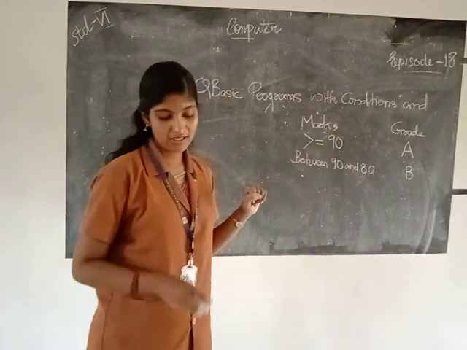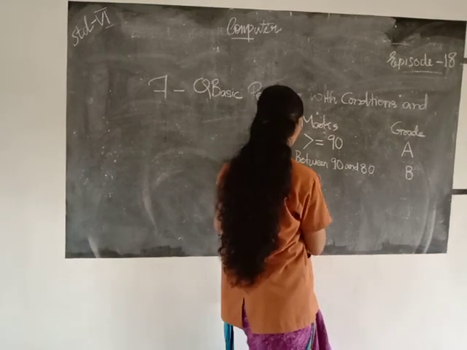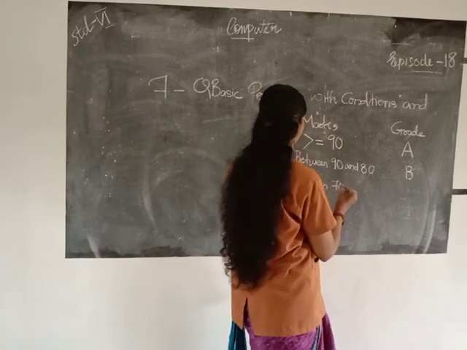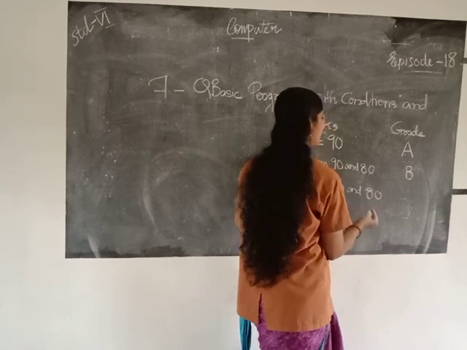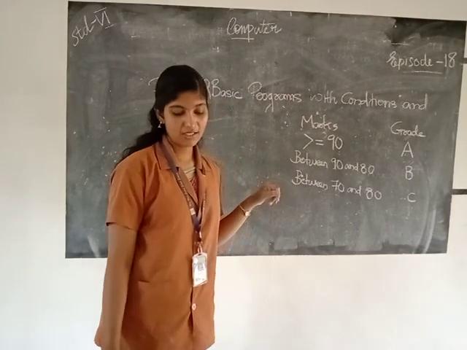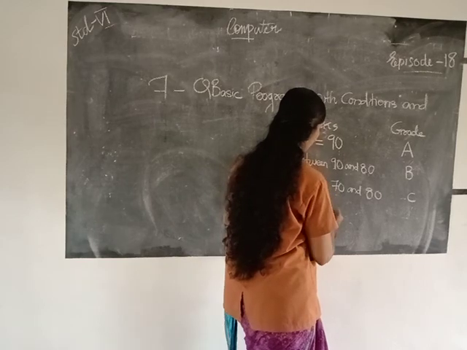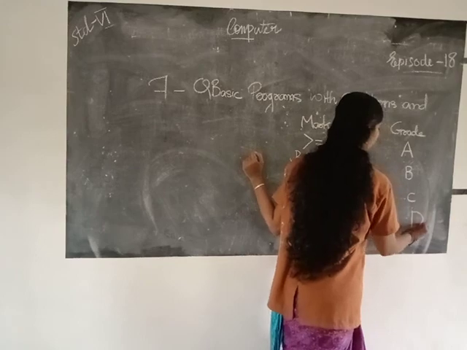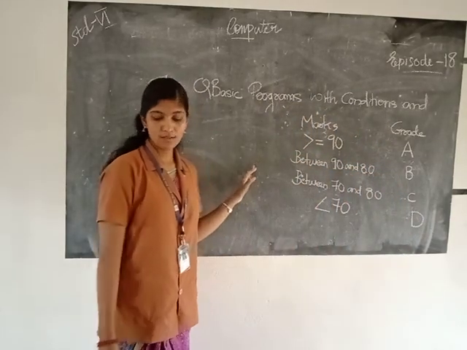Then third condition, between 70 and 80, then grade C. The next, fourth condition, less than 70, then grade is D. So here these are the four conditions. So let's do this.